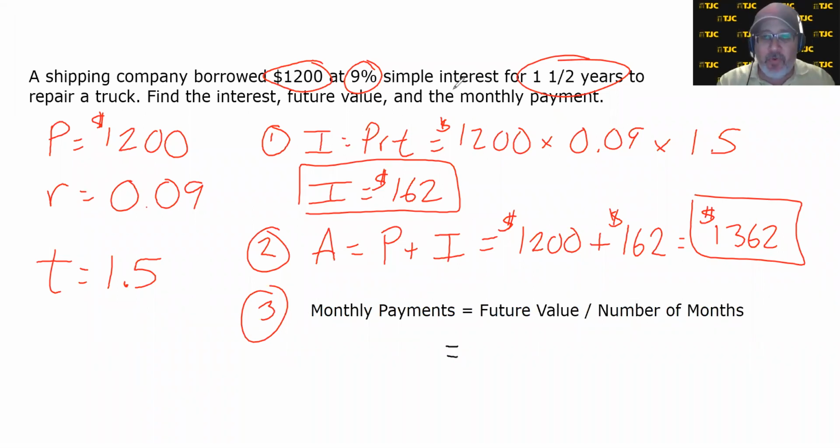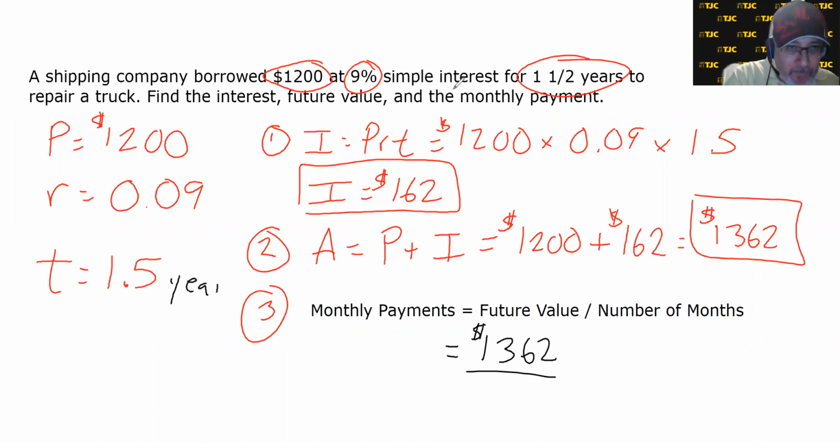So what is that in this problem? Our future value was $1,362. How many months is that? Well, to go from months to years, you divide by 12. How do you go from years to months? We're going from a larger time frame to a smaller time frame. So we need a larger value, so we would multiply by 12. Let's go back up here. 1.5 times 12 would be the number of months, and then it ends up being 18 months.